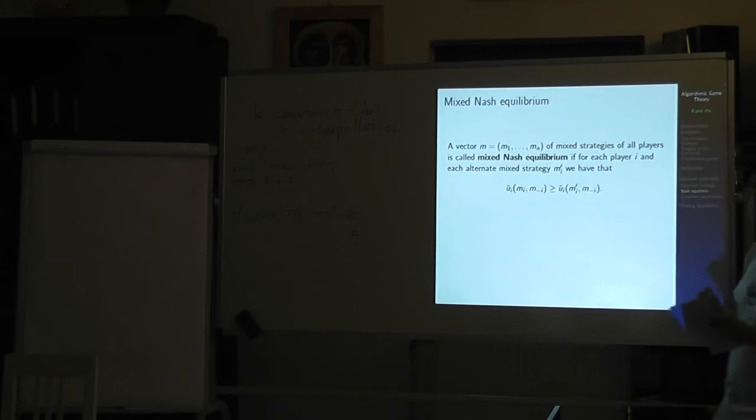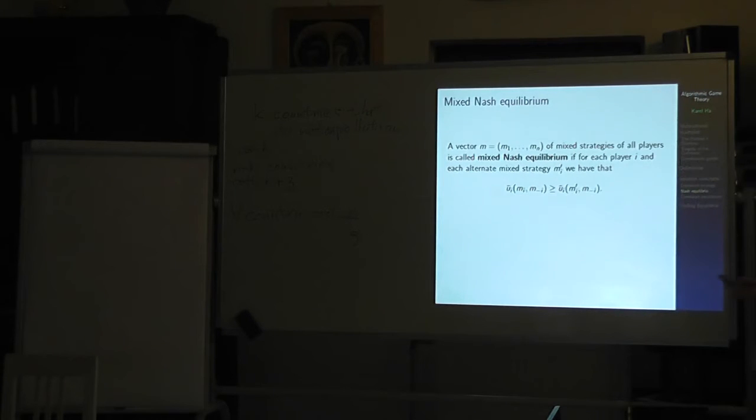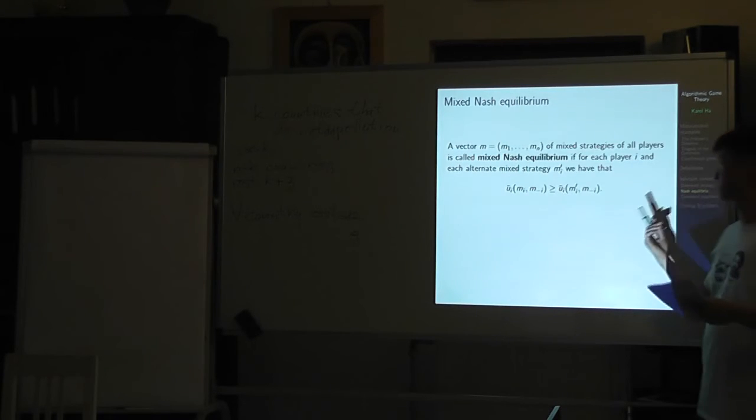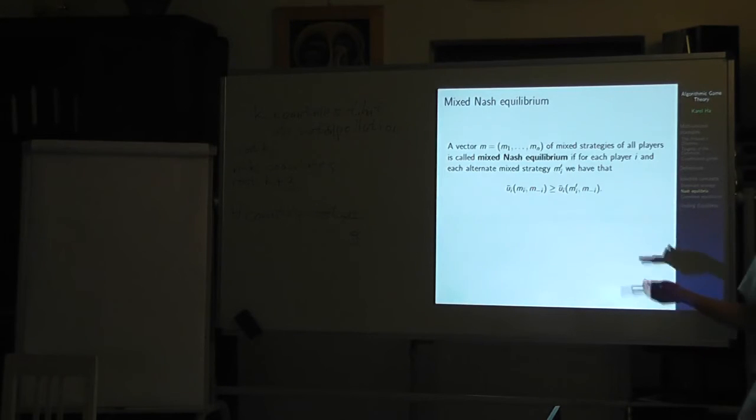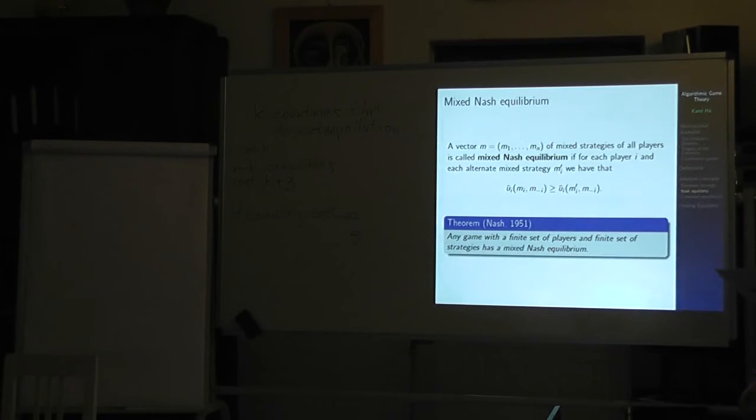Okay. And with that notion, we can introduce the mixed Nash equilibrium, which is basically just the generalization of pure Nash equilibrium. We only require that the expected payoff of players would be optimal. So that means that if you have some probability distribution, and assuming that all the other players would stick to it, then you wouldn't gain anything from deviating from the proposed strategy vectors. The most famous theorem in game theory, coming from Nash, states that in any game with a finite set of players and a finite set of strategies, you always have a mixed Nash equilibrium.